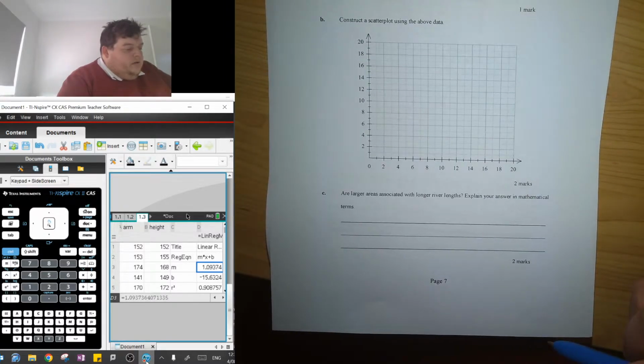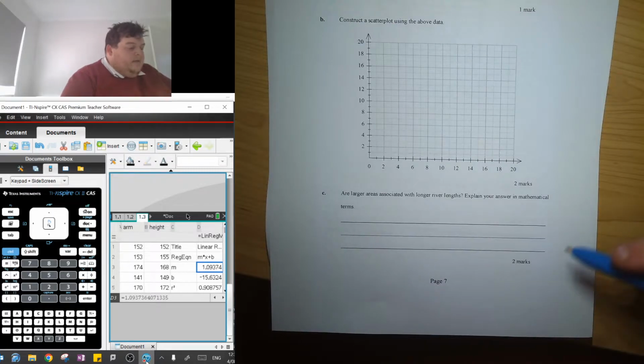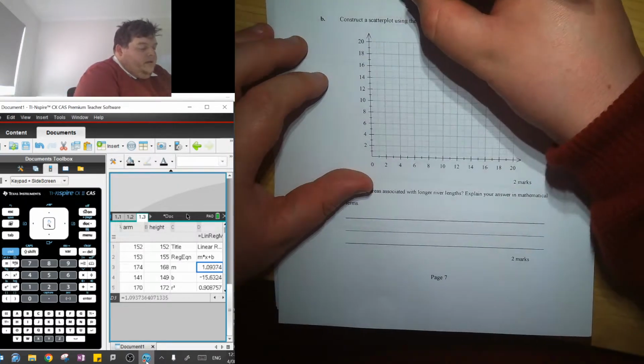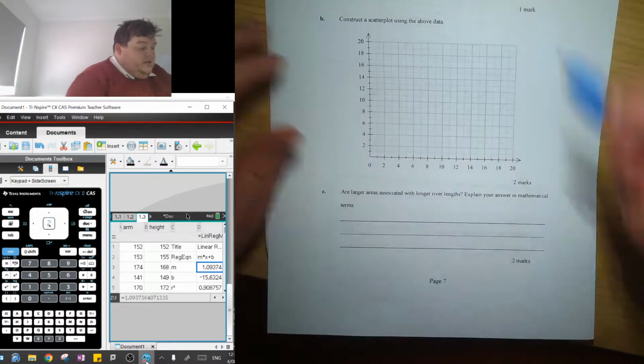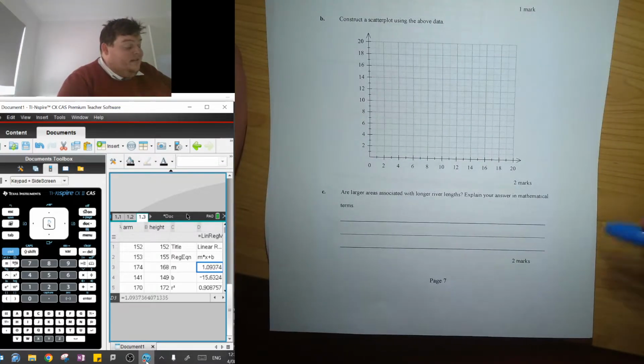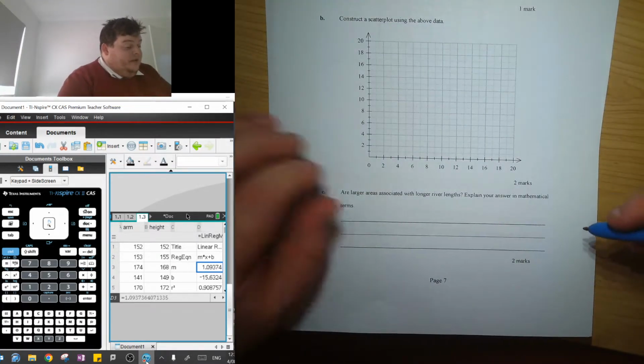I'm assuming that the river length has an effect on the area of the basin. So the area is the response in this case. That's a tough one though. Okay, construct a scatter plot of the data.